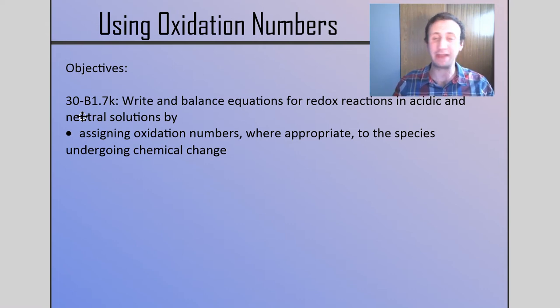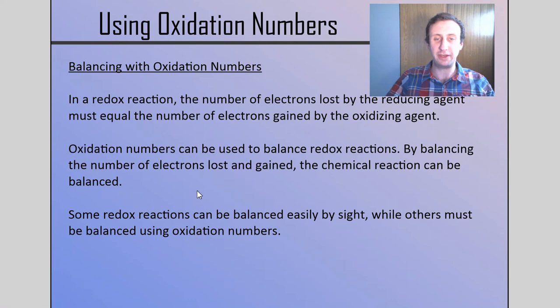That's right, we're going back to the whole add water, H positive things. We're looking at acidic mediums. And we assign oxidation numbers where appropriate to the species undergoing chemical change. All right, so balancing oxidation numbers.